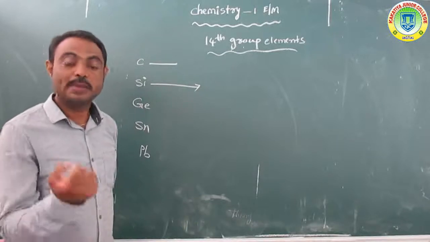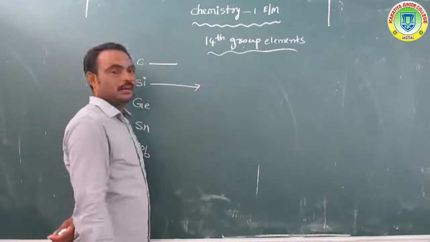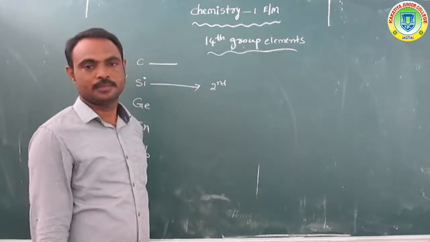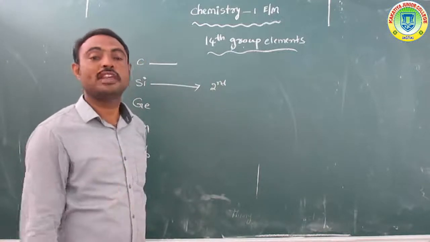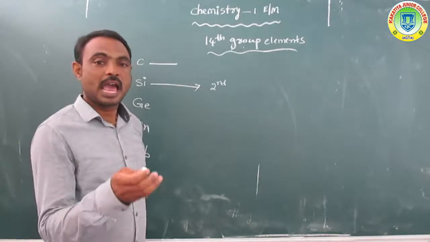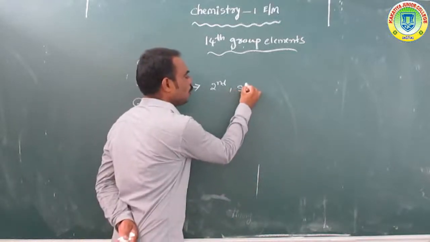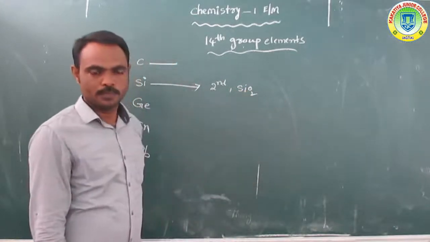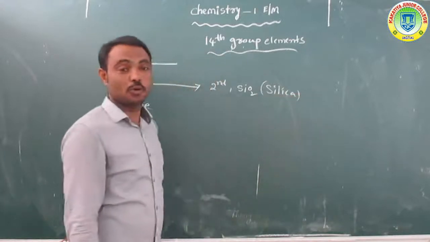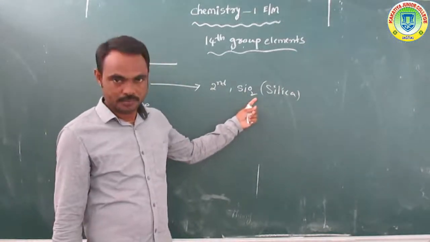Next we discussed silicon. Silicon is also a very important and useful element. Overall, it is the second most abundant element in the earth's crust. It is available from compounds like SiO2. SiO2 means silica, or silicon dioxide.